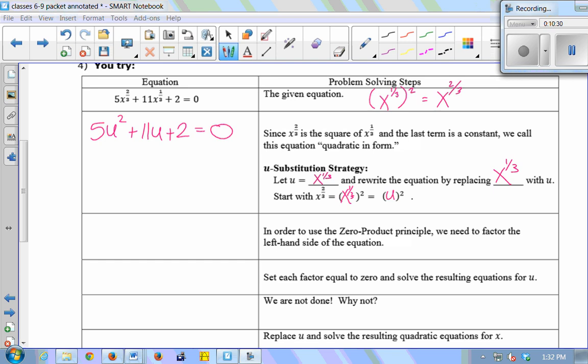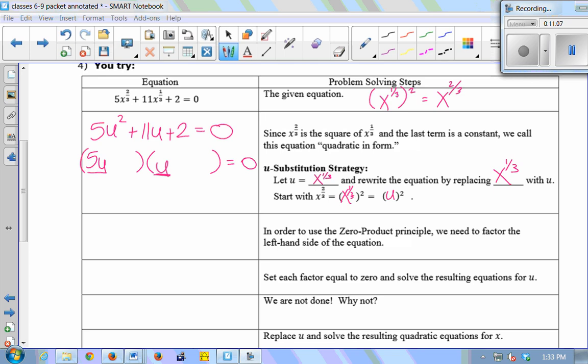Either one is fine. Just to review the factoring, I want to set it up so that I have two binomials, two sets of parentheses, so that when I FOIL, I get the 5u squared plus 11u plus 2. So when I do the first term in each set of parentheses here, I need them to multiply together to make 5u squared. So I can only do 5u and u. Those are my only options because 5 is prime.